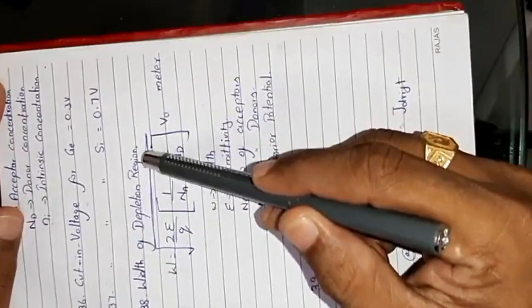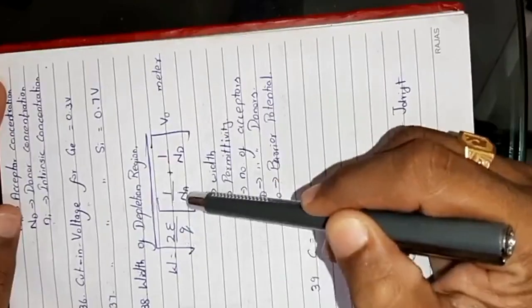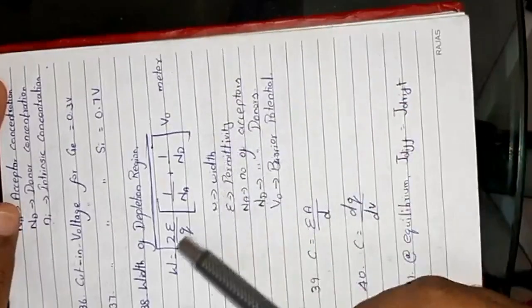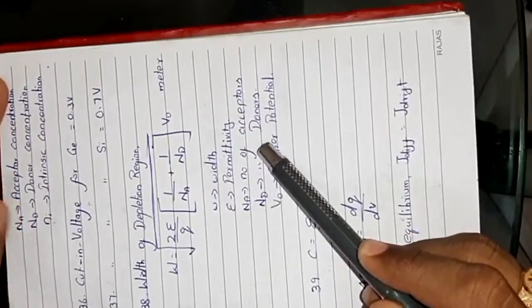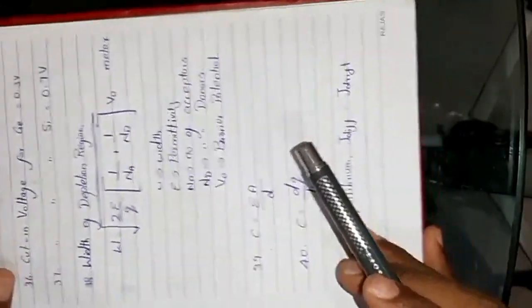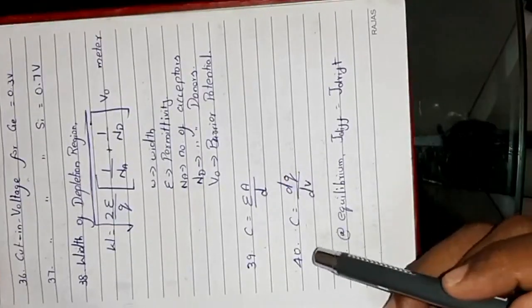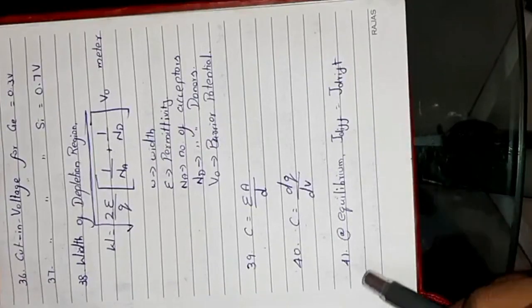Number 38: width of depletion region, W, is equal to the root of 2ε divided by q into (1 divided by Na plus 1 divided by Nd) into V0, in meters, where W is the width, ε is the permittivity, Na is the number of acceptors, Nd is the number of donors, and V0 is the barrier potential. Next, number 39: capacitance, C, is equal to εA divided by d. Number 40: capacitance C is equal to dq by dV.